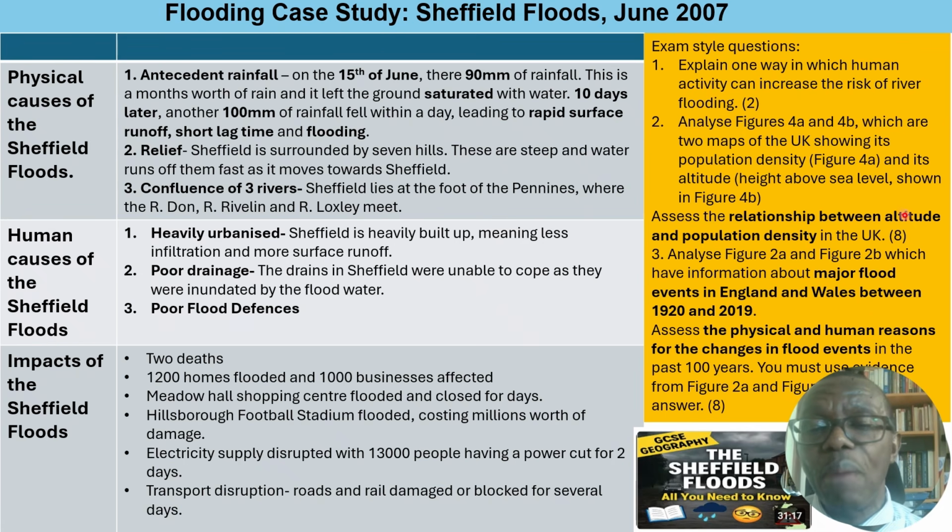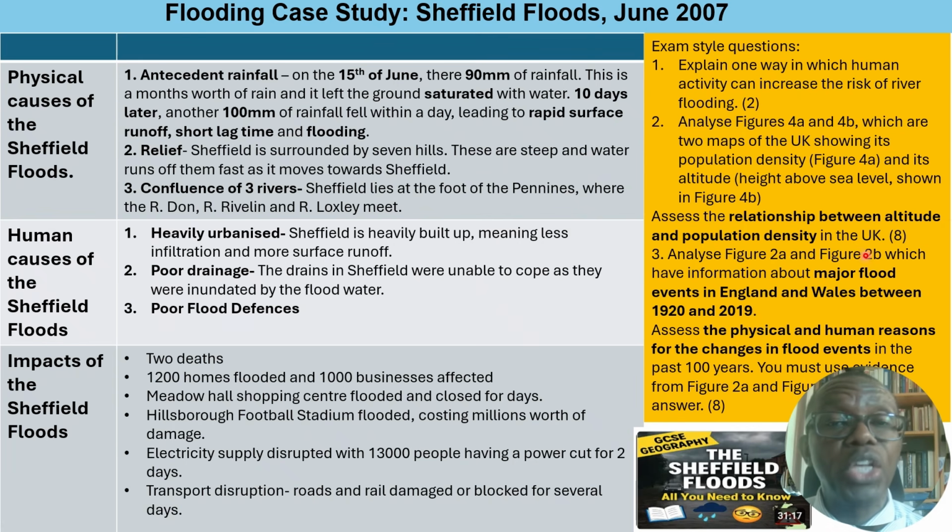So you'd be talking about the height of the land and how that relates to the population density of the UK. Now in this question here, you would obviously analyze the figures that you have been given and then talk about the relation between the altitude, so the height of the land, and population density. And we know that population density will obviously be lower in areas that have high altitude because they are a lot harder to build on. They are a lot harder to farm on as well.